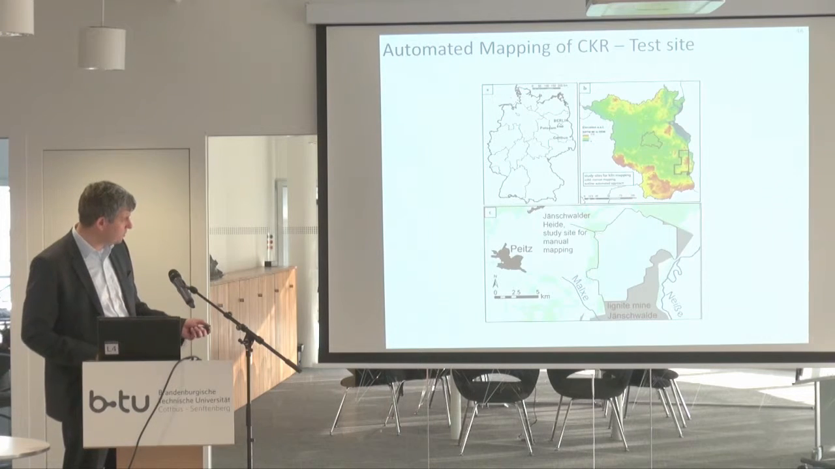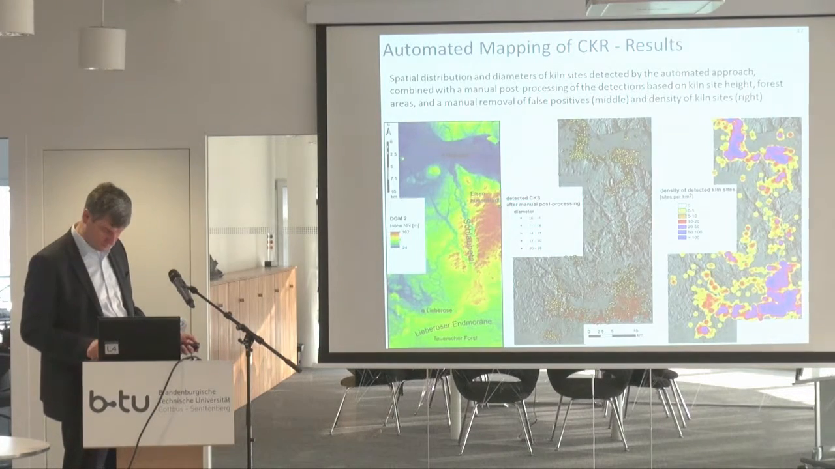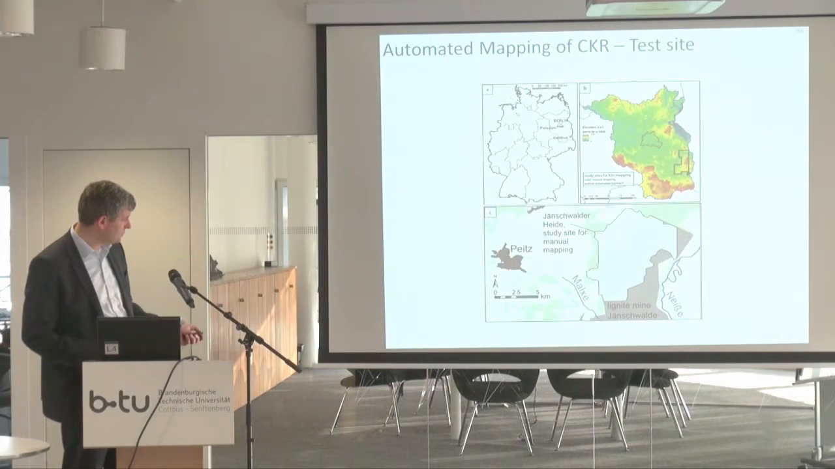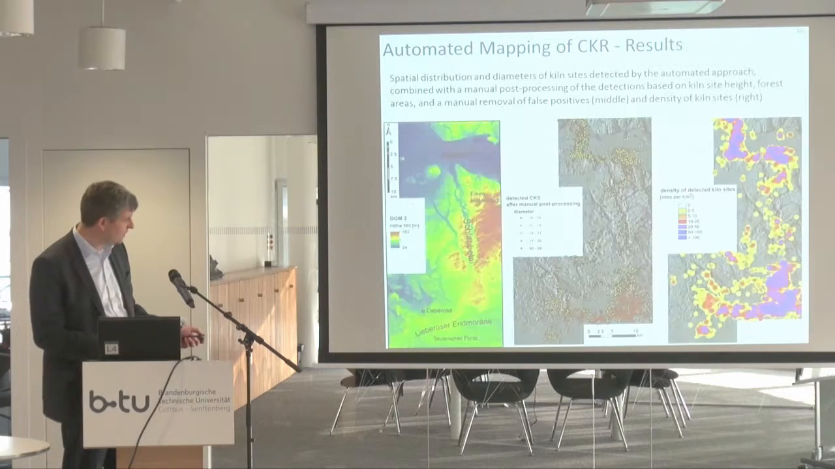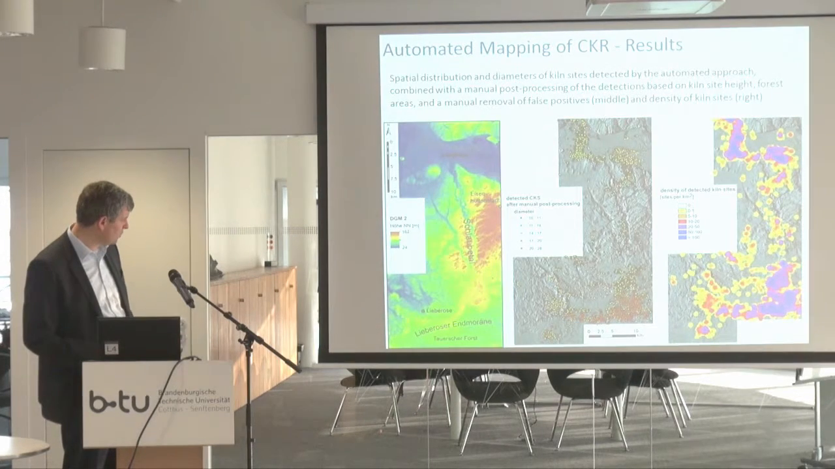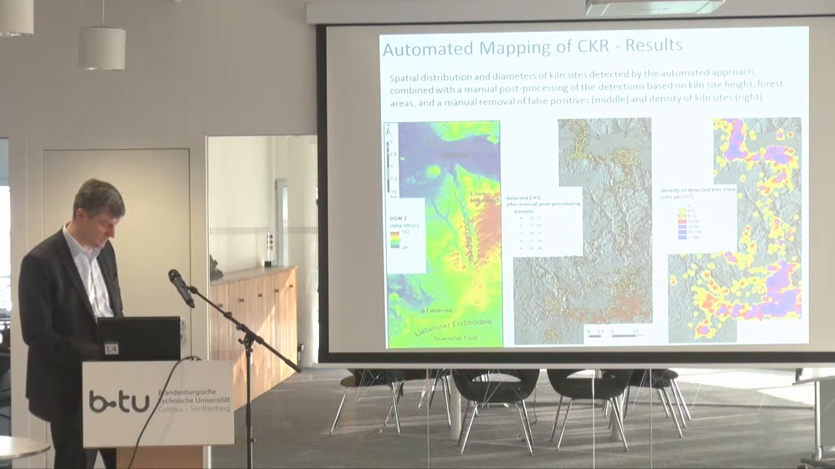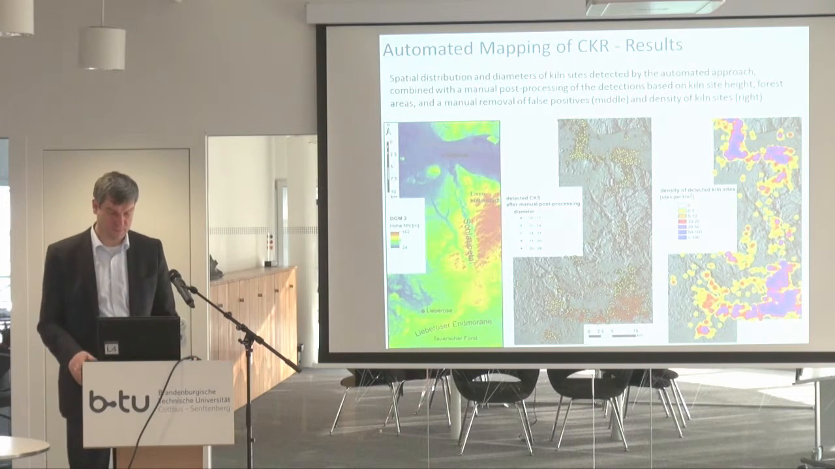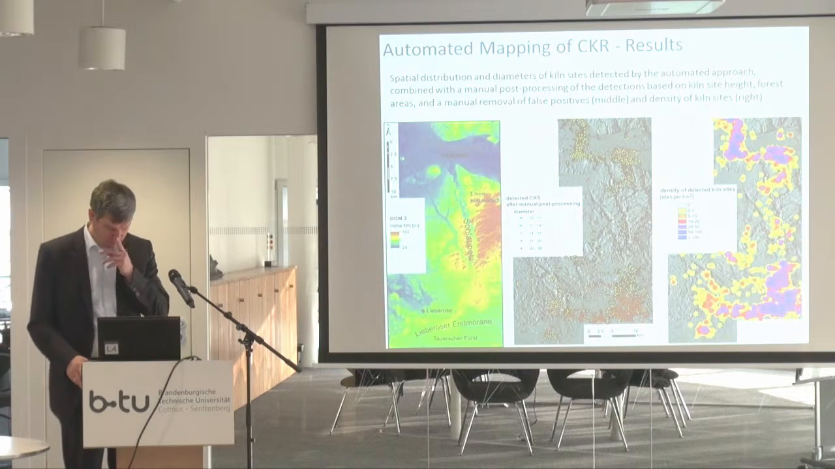And she has now started to work in other areas north of Jenswalde. So Peitz is here, Jenswalde is here, and the next slide shows the area north of it. Again, this is the topography, these are the charcoal kiln sites, and this is the density calculated for this. So again, we see thousands of these charcoal kiln remains in the area.